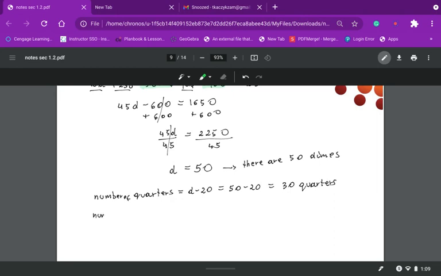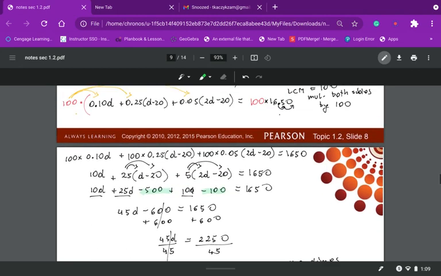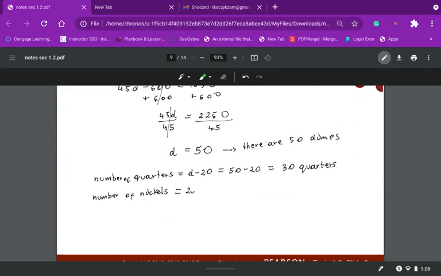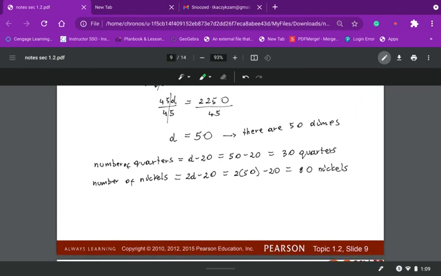And for the number of nickels, so for the amount of nickels, we use the expression 2D minus 20. So that will be 2 times 50 minus 20, which is 100 minus 20, that will be 80. So we have 80 nickels. Okay. And of course, you can always check if you solved the problem correctly.